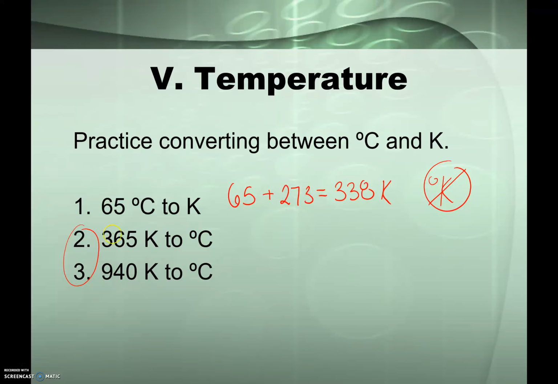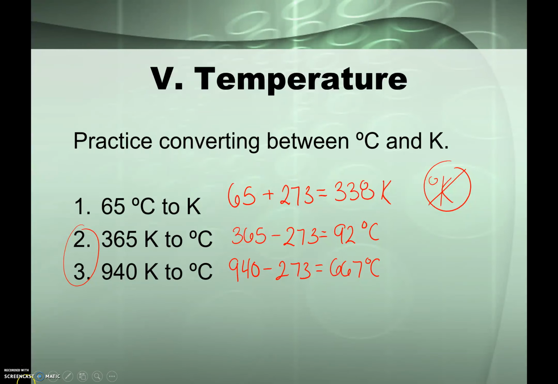So if we have 365 Kelvin and we're trying to go to Celsius, Kelvin to Celsius, we are going to subtract 273. So if you take 365 minus 273, that will give you 92 degrees Celsius. In our last problem, 940 minus 273 will give you 667 degrees Celsius. Okay, so how'd you do? Let me know. Talk to me in class.